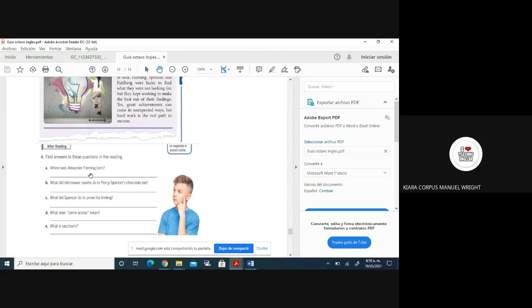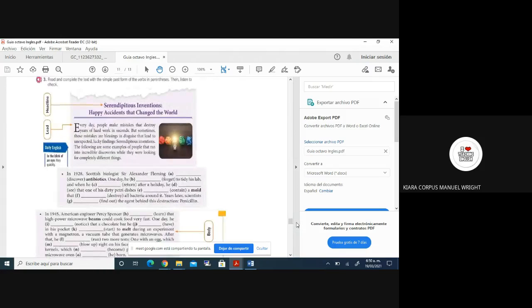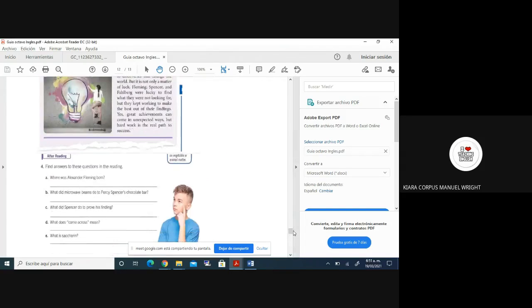Where was Alexander Fleming born? Entonces, van a leer where was Alexander? Aquí está. Entonces, pero ustedes tienen que responder también en el pasado. Acuérdense que estamos viendo la temática de pasado, ¿listo? Entonces van a responder en el pasado.